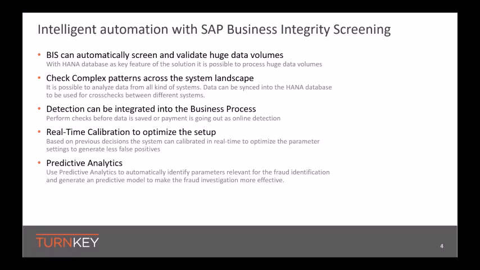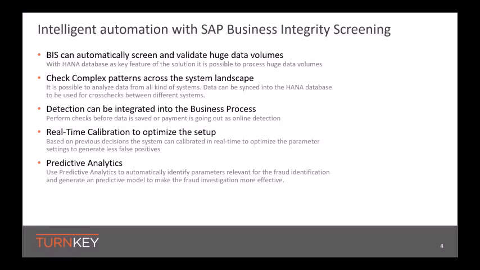But it's also possible to have your own integration. If you build your own screening methods, then you can build a little web service and then call directly from the business process, call the BIS, check if there's critical topics, and then send the results back to the system and stop the process if there's something potential fraudulent going on.